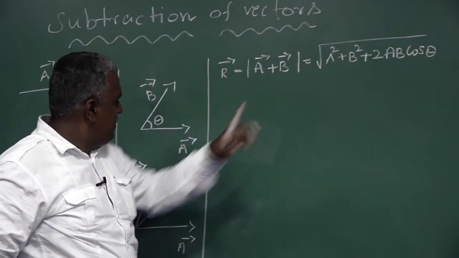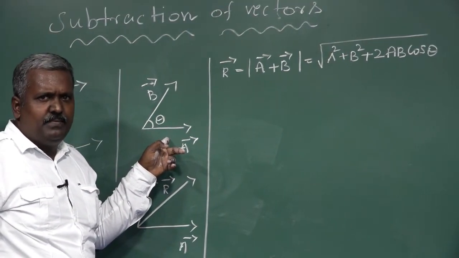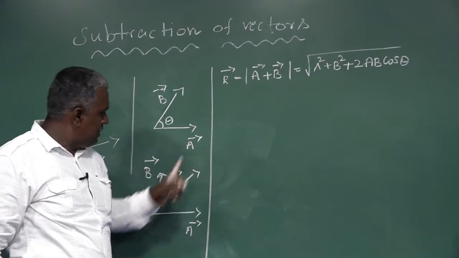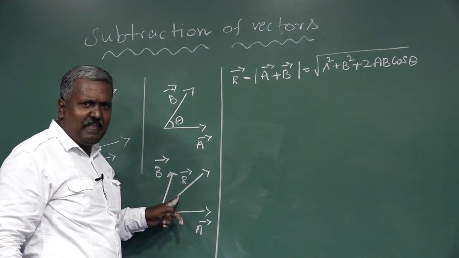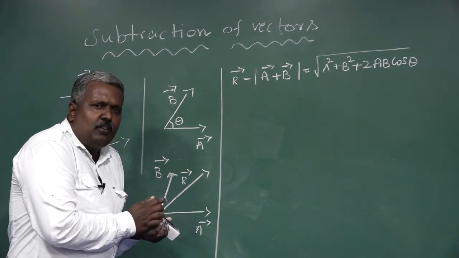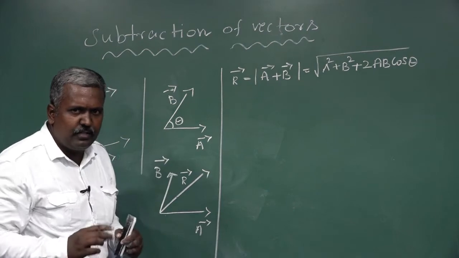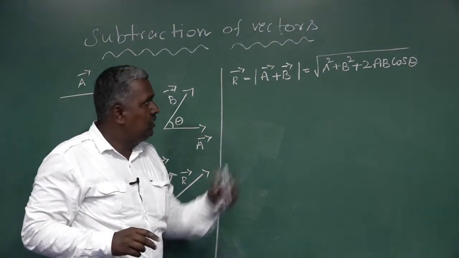Theta means angle between 2 vectors. Clear? That is the resultant vector. This is the resultant vector, R vector, which is equal to the modulus of A vector plus B vector. This gives only magnitude, or direction?